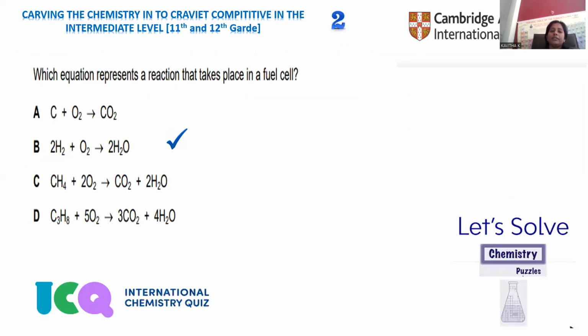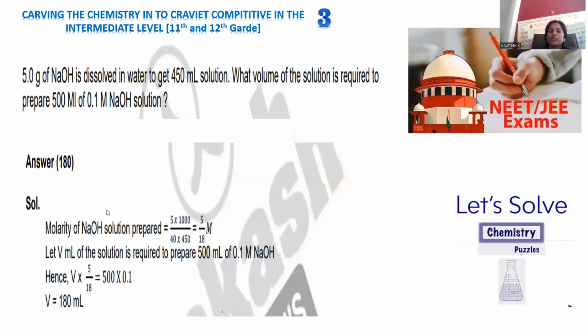So by that we completed question number 2. For question number 2, option number B will be the correct answer. Move on to question number 3.